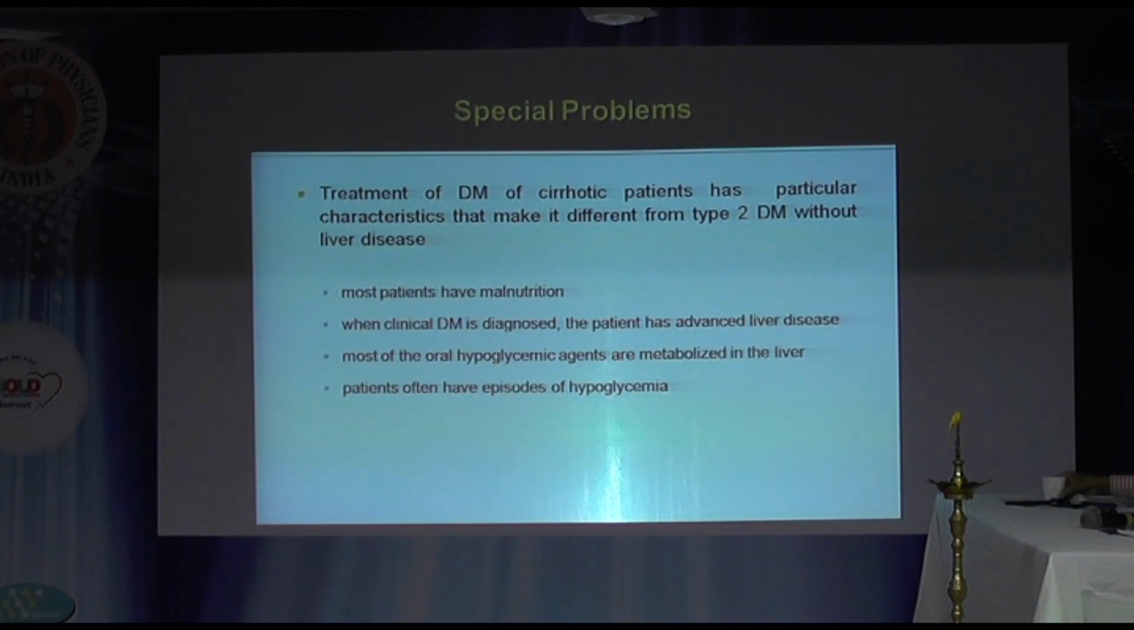Now, I think this is about the last thing we are going to talk about: what about treatment of diabetes in patients who have got cirrhosis. I'm no diabetologist, so I'm not qualified or competent; I certainly take help from my diabetologist colleagues. But the problem I would like to focus on is that most of these patients have malnutrition. By the time diabetes is diagnosed, they have advanced disease, and most of the oral hypoglycemic agents are metabolized in the liver, and since the liver is not functioning, there is a higher level of the drug leading to more problems with hypoglycemia, and therefore that becomes important.